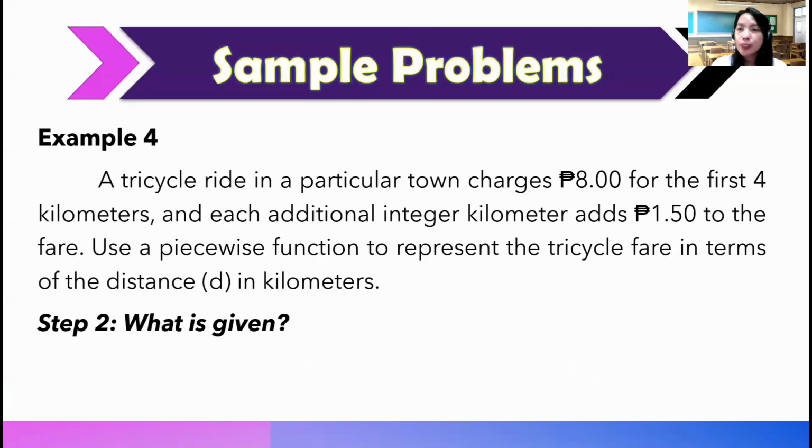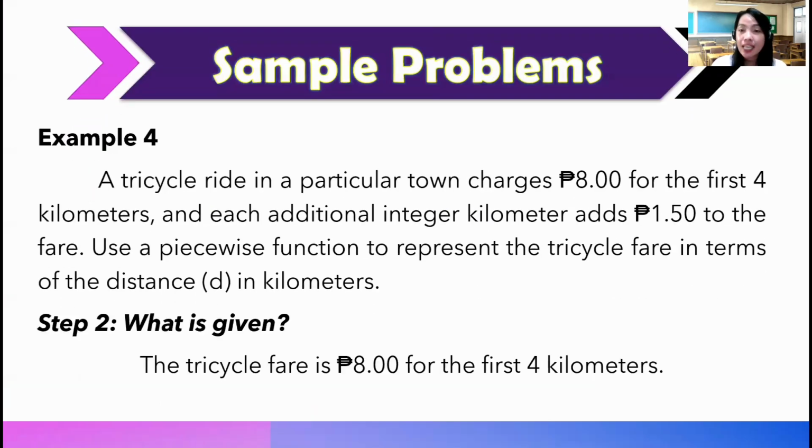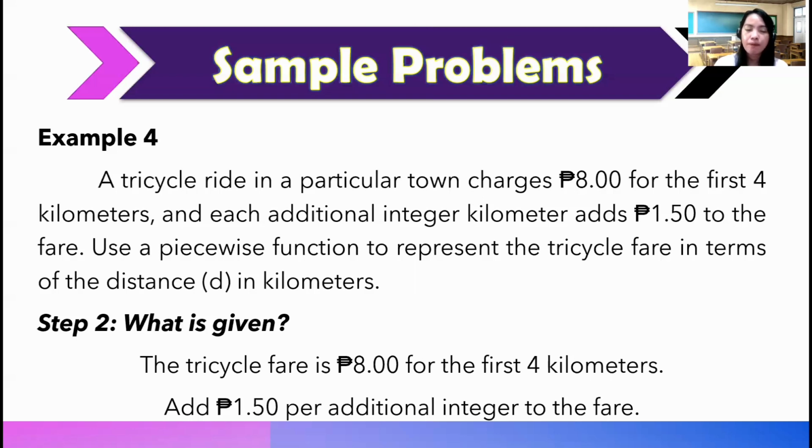For step number 2, what is given? The tricycle fare is 8 pesos for the first 4 kilometers. So 1 kilometer to 4 kilometers, 8 pesos pa rin yung ibabayad mo sa tricycle fare. And mag-add ka, sa second condition, add 1 peso and 50 centavos per additional integer kilometer to the fare. So that's the second condition. 1 peso and 50 centavos ang idadagdag mo kada kilometer na iaandar nung tricycle. Idadagdag mo yon sa 8 pesos.